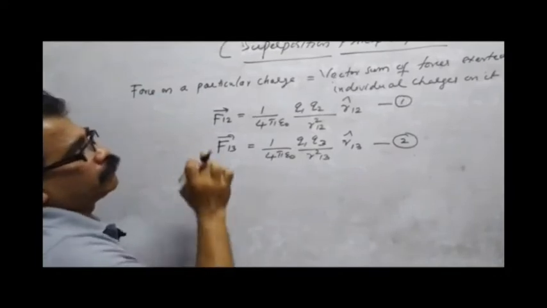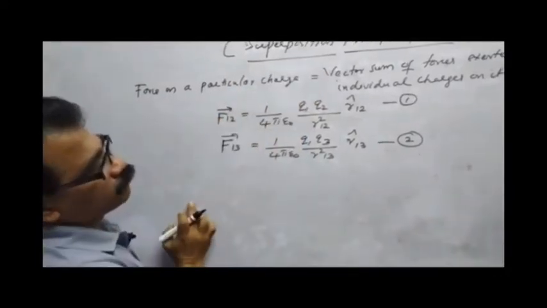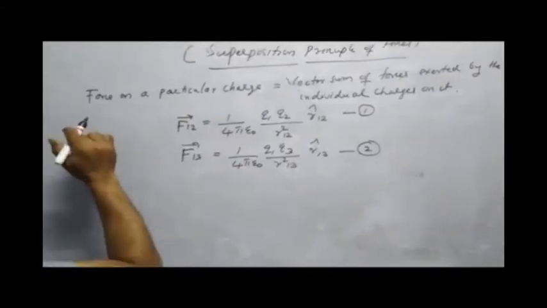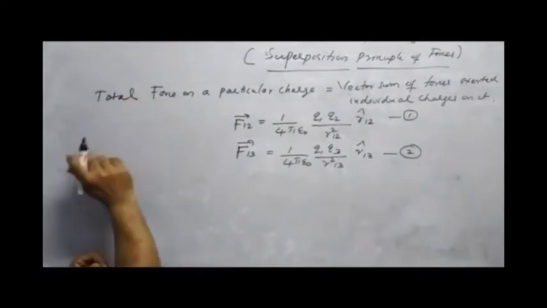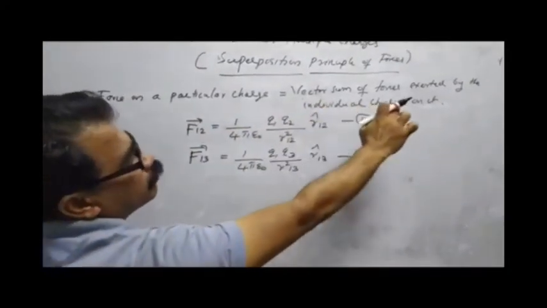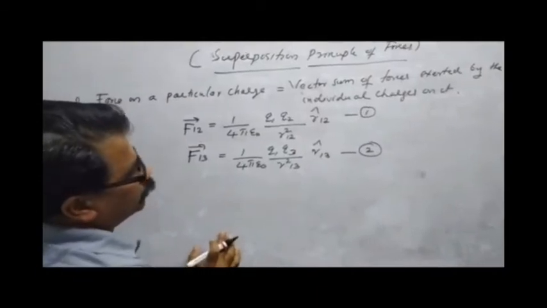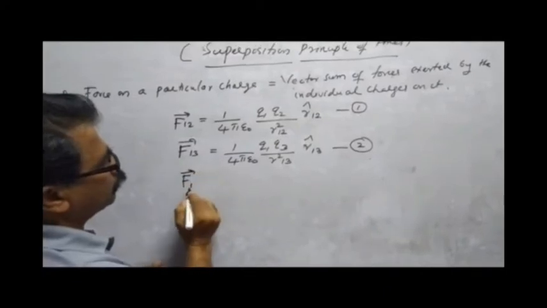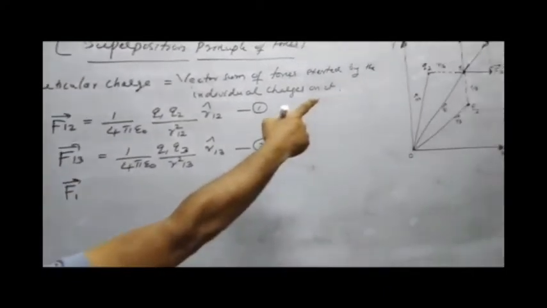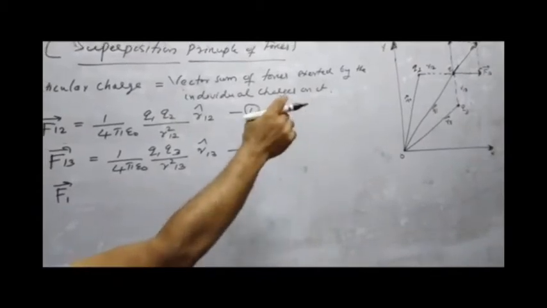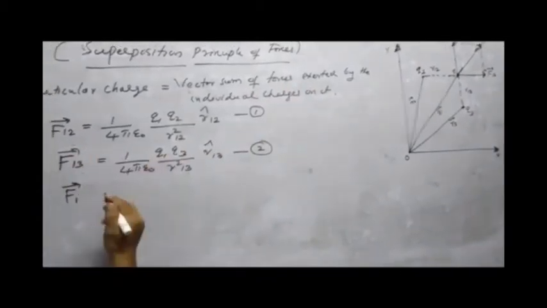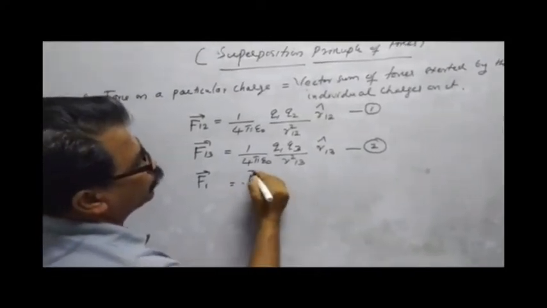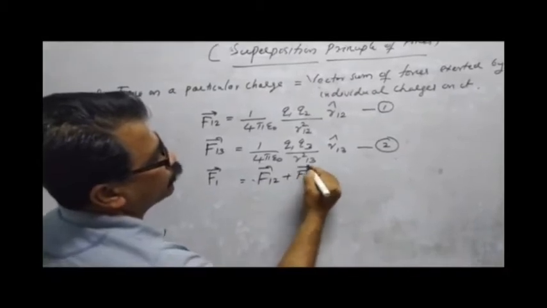Okay. Therefore, according to the superposition principle of forces, the total force on a particular charge equals the vector sum of the forces exerted by the individual charges on it. Therefore, the total force F1 is the force on the particular charge Q1. You know that. Using the parallelogram law of vector addition, the simple vector addition method, you can find F1 equal to F12 plus F13.